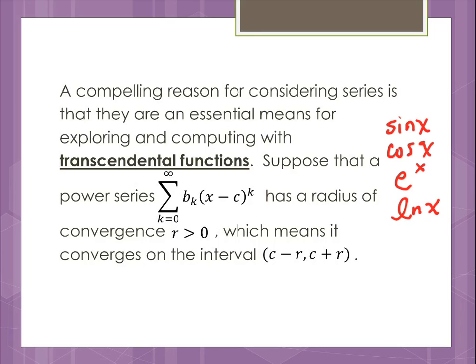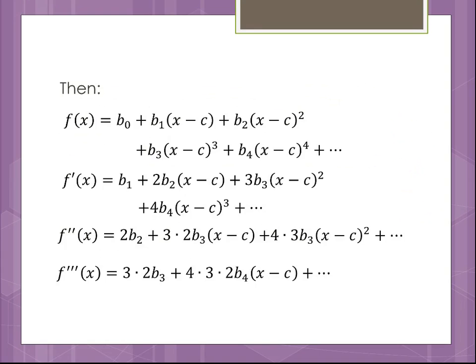So if we suppose that we have a power series, and this is the same power series we looked at from the last section, same notation, it has a radius of convergence r greater than 0, which means that it converges from c minus r to c plus r. And what we're going to do is take this series and take some derivatives.